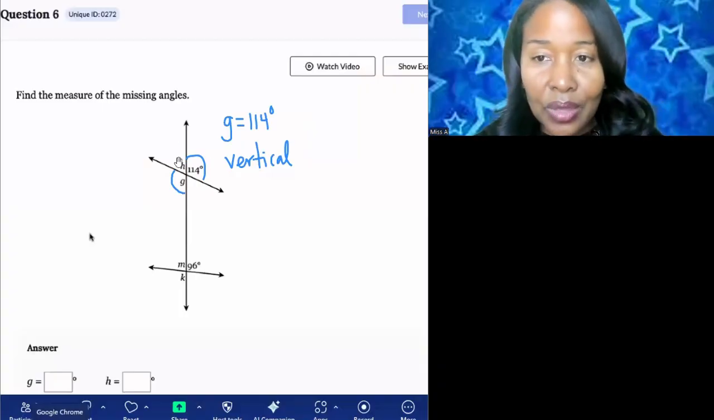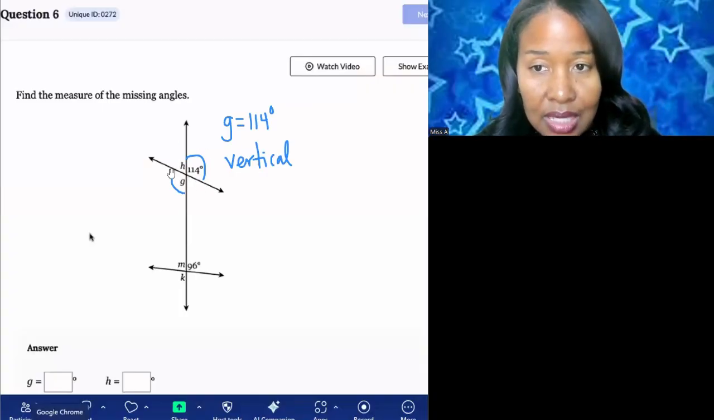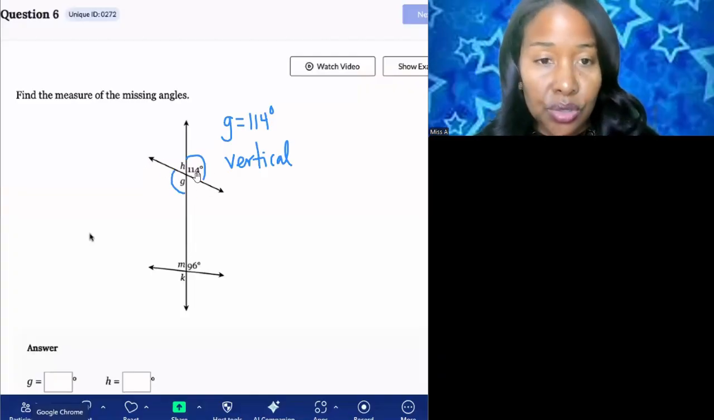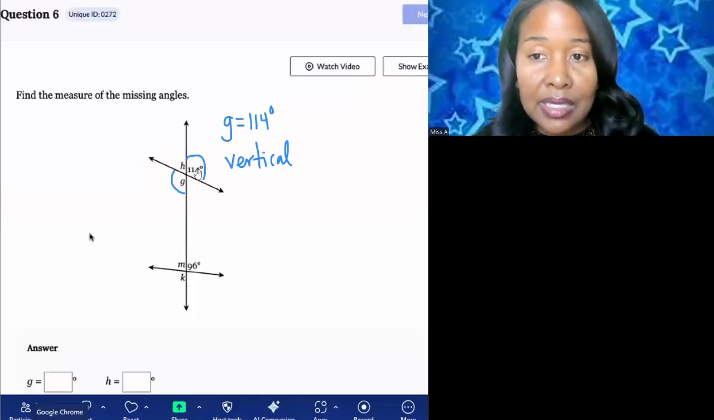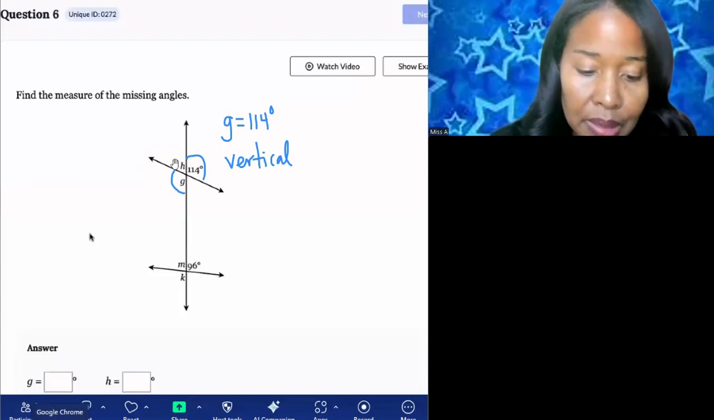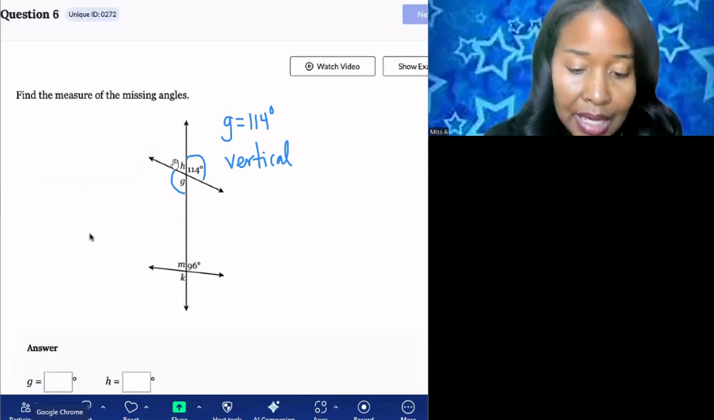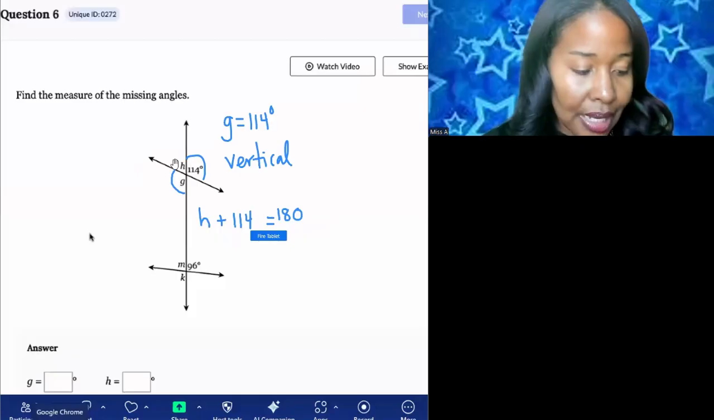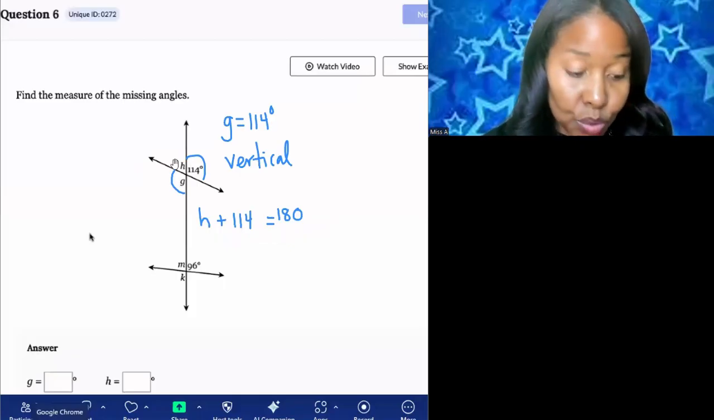What about angle H? Well, angle H lands on this same line here. We see this straight line here, right? Of the 114 degrees. So that means this 114 plus H, they are going to be supplementary, meaning they add up to 180 degrees. So if I were to write this equation, H plus 114 equals 180, I can use my algebra skills to solve this problem.